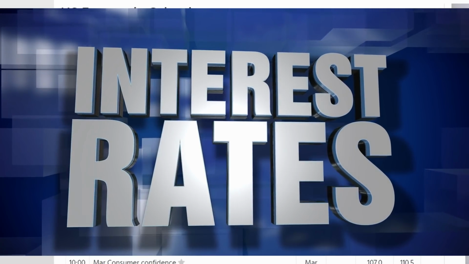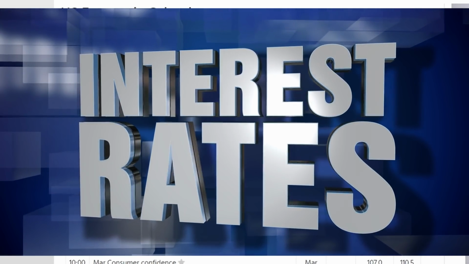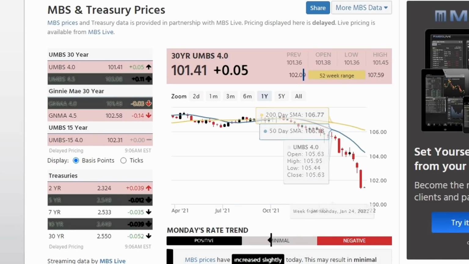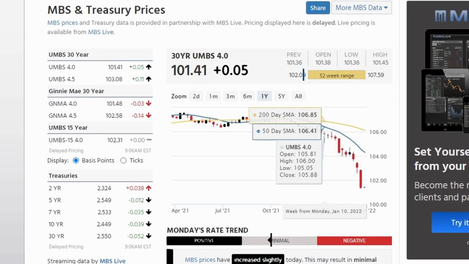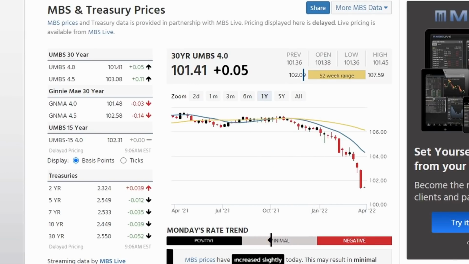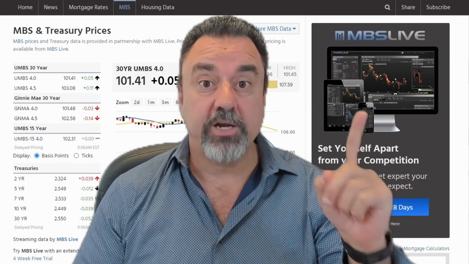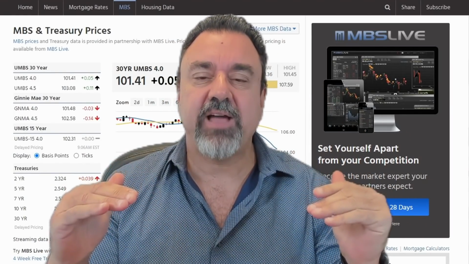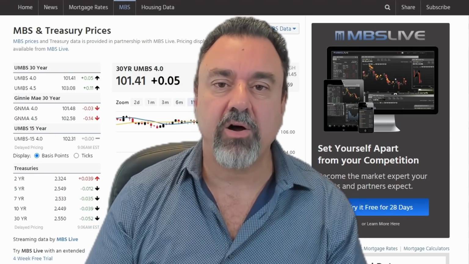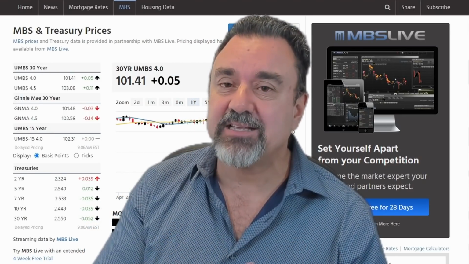Interest rates. Where are we for the day? So we start out that day with the MBS market. Why do we follow this market? Basically what this number is telling us right here, and why do we follow it? MBS means mortgage-backed security. It's a bond that trades on Wall Street that is the biggest factor of your mortgage rate. So it's a bond that determines the biggest piece of that rate.